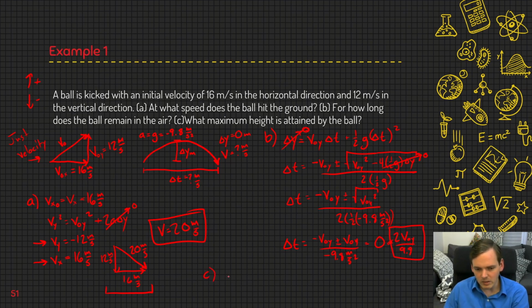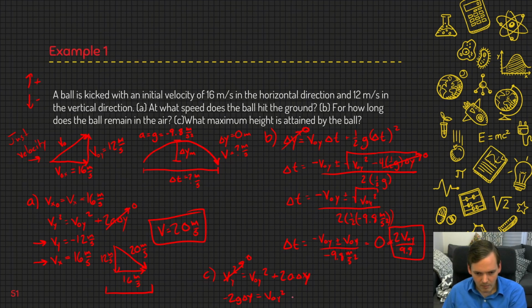And then lastly, for part C, we know that when it's at its maximum height, it should have no final velocity. So we're going to have v y squared equals v naught y squared plus 2a delta y. This v is going to be 0, so that will mean we get negative 2g delta y equals v naught y squared.